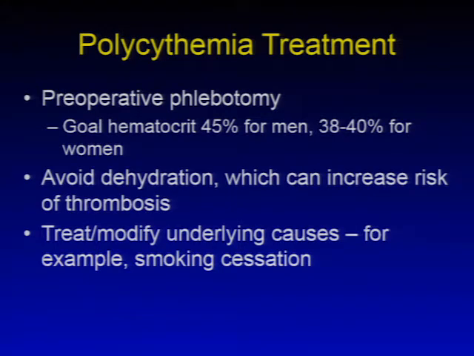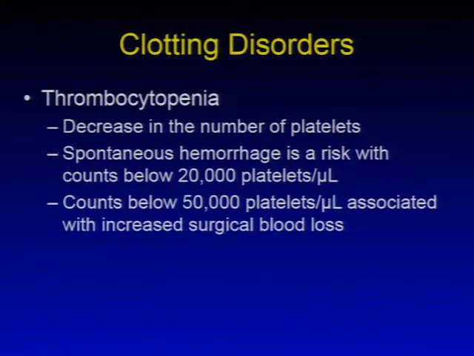Phlebotomy is very effective. Get to that goal hematocrit, then you can proceed safely. Dehydration, again, can aggravate the polycythemia, make the hemoglobin seen even higher, so that needs to be avoided. And then if you have underlying causes that might be able to be modified or treated, given enough time, for instance, smoking cessation can be effective in lowering that hemoglobin preoperatively.